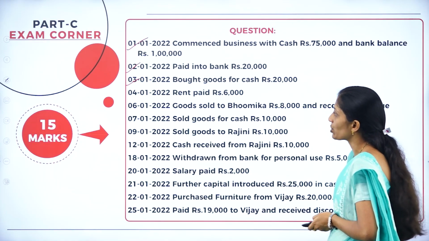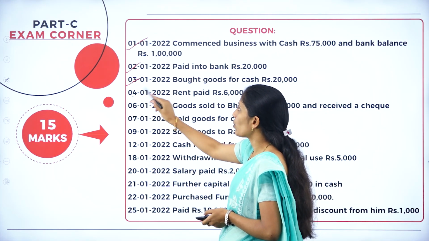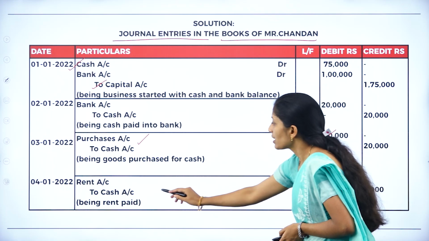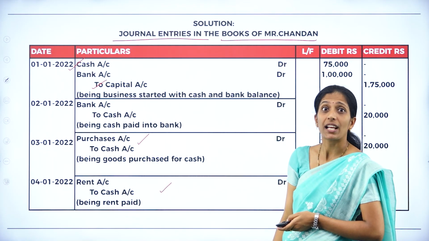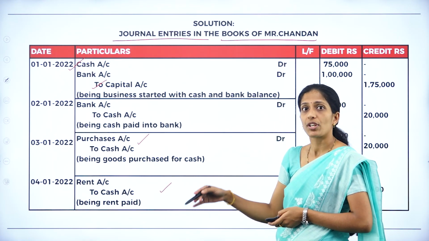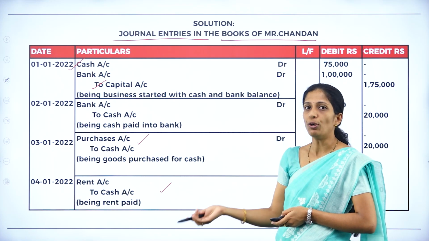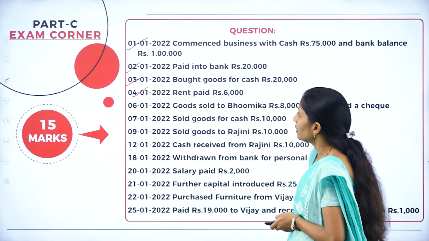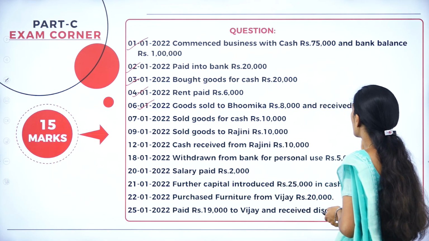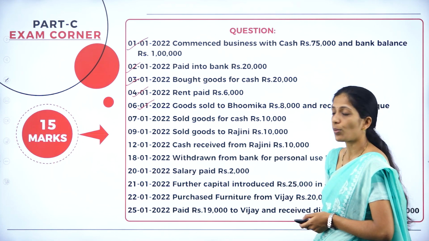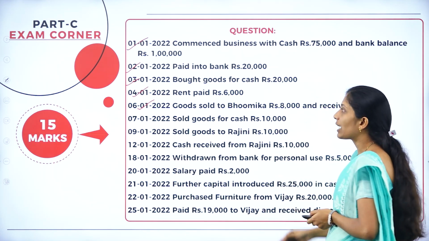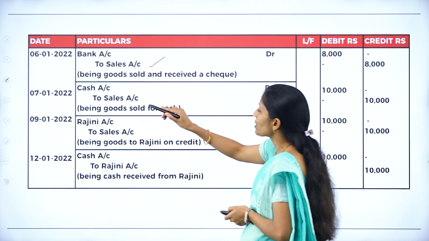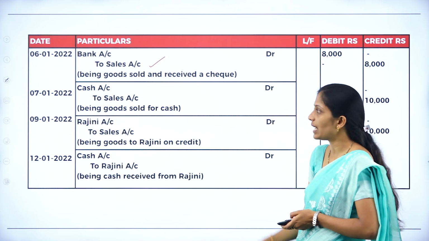That is 20,000. Next, rent paid. What is the entry? Rent to bank. So your entry is that is rent paid by cash. No? So rent to cash. If it is by bank, then rent to bank. So it is rent to cash 6,000. Next one, goods sold to Bhumika 8,000 and received a check. So what is the entry? So bank account debit to sales account. So your entry is bank to sales being goods sold and received a check.